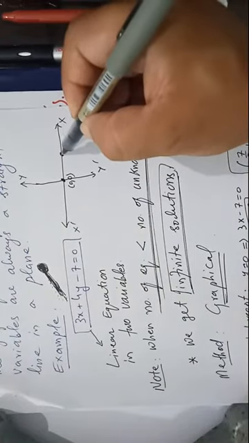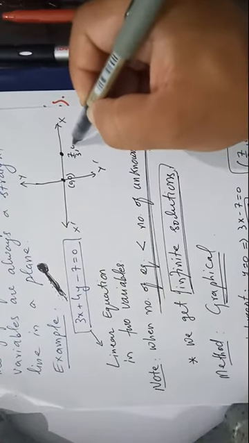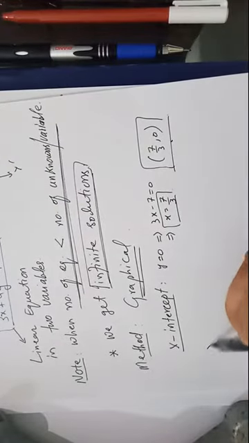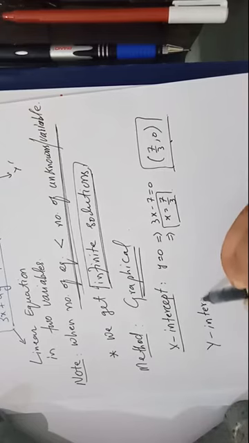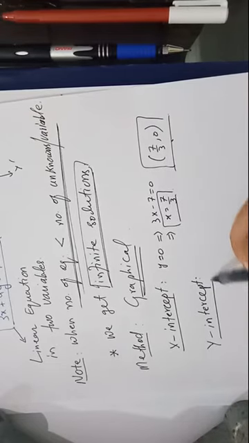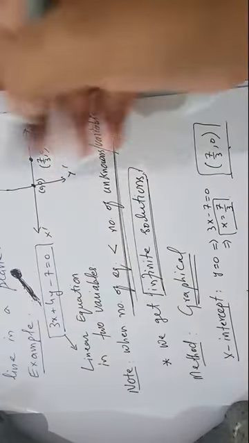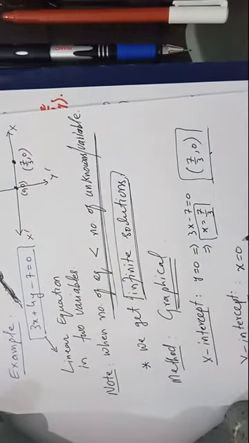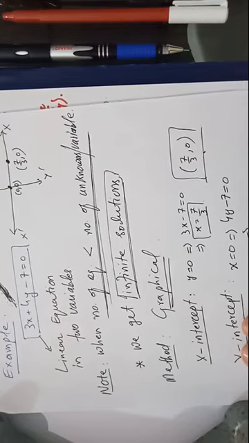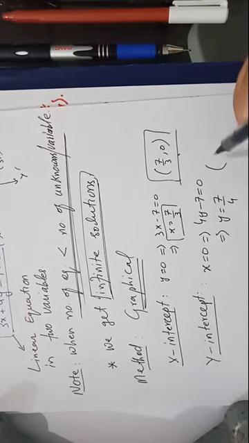So let's say this is my point (7/3, 0). This is the point which lies on the x-axis. And now find the y-intercept. So x is equal to 0 because on the y-axis all the values of x are 0. So the equation becomes 4y minus 7 equals 0, which implies that y is equal to 7 by 4. So the y-intercept is (0, 7/4).